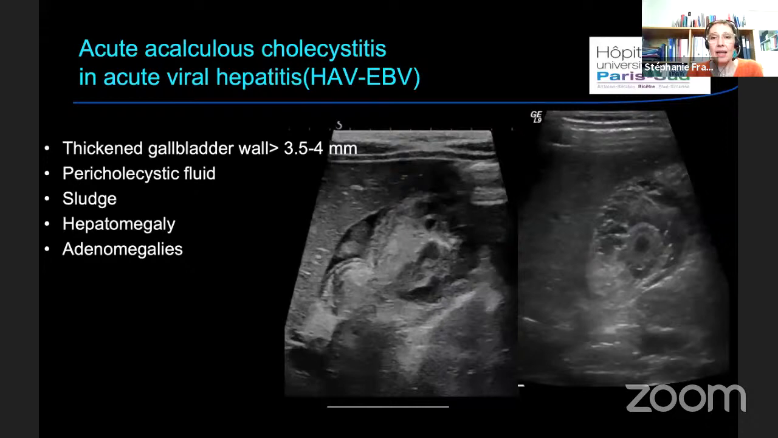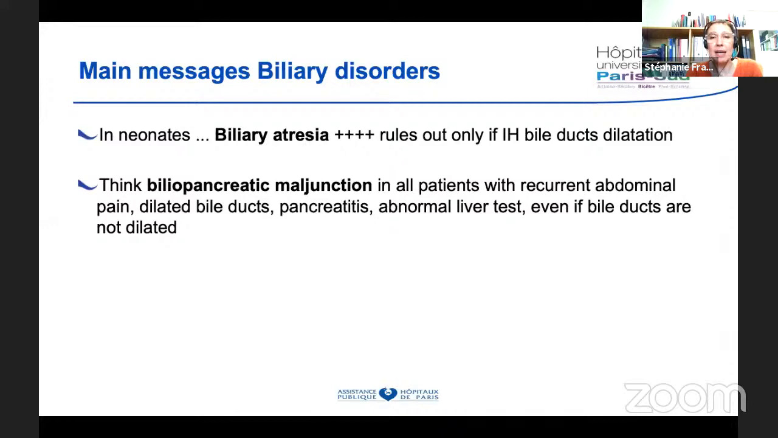Last but not least, probably the most frequent, and you all know this, the acute acalculous cholecystitis in acute viral hepatitis. And you will see those very impressive aspects of the gallbladder that has a thickened wall with pericholecystic fluid, may have sludge inside. It will be associated with hepatomegaly and adenomegalies, and you will do the diagnosis with the biology.